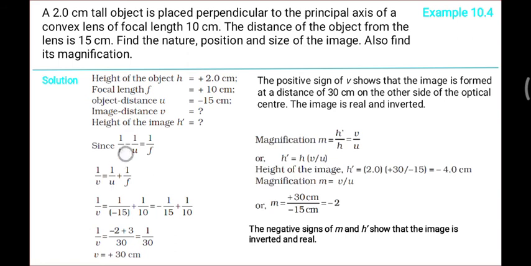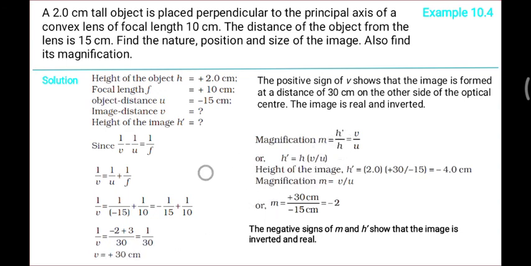So 1 upon v is kept on this side, and minus 1 upon u goes to this side, so it will be plus. So 1 upon v is equal to 1 upon f plus 1 upon u. You know u is minus 15, f is known, 10, it is plus. Put these in and do the maths, you will reach 1 upon v is equal to 1 upon 30. Take the inverse of both, so v is equal to plus 30 centimeter.